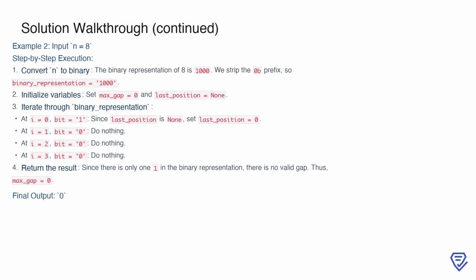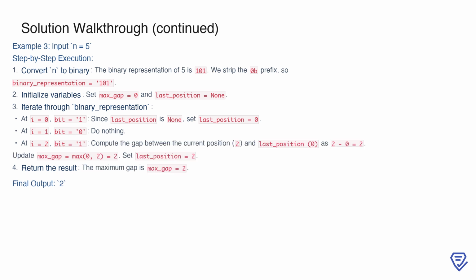The same happens at indices 2 and 3, where the bits are also 0. Since there is only one 1 in this binary representation, no gap can be calculated. With no updates to max_gap, it remains 0. Thus, we return the result max_gap equals 0.